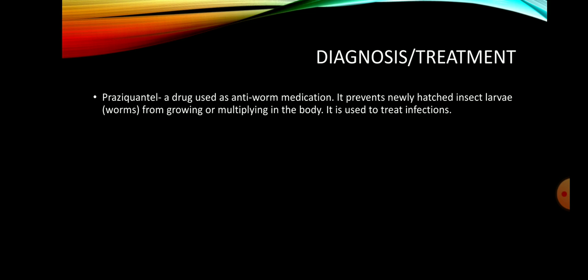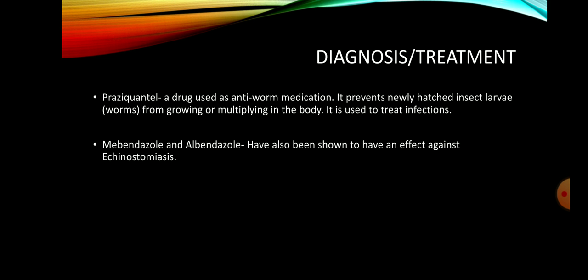Diagnosis and treatment for echinostomiasis. Praziquantel is a drug used as anti-worm medication. It prevents newly hatched larvae or worms from growing or multiplying in the body. It is used to treat infections. Mebendazole and albendazole have also been shown to have an effect against echinostomiasis.